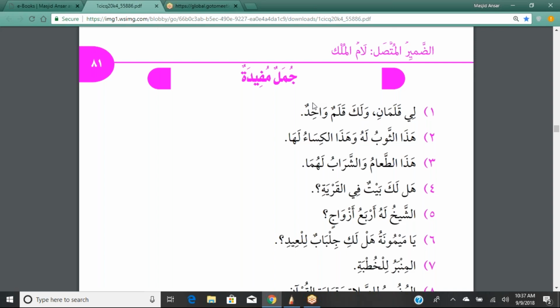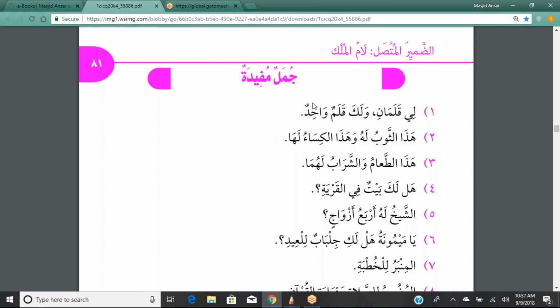Zawjatun, you're going to add an alif and a ta, it's going to be zawjatun. That's what you do when something has a ta on it. You add an alif and ta. Azwaj is the plural for zawj. So why is there not a ta on arba'u? Who's going to answer online? Why isn't it arba'atu? Why is it arba'u?